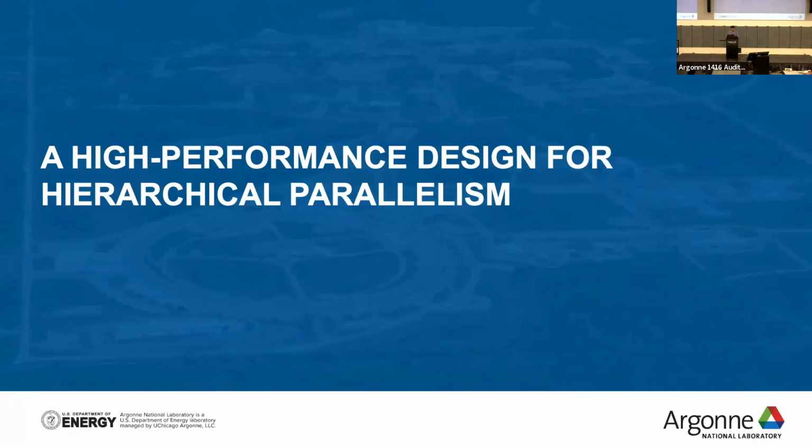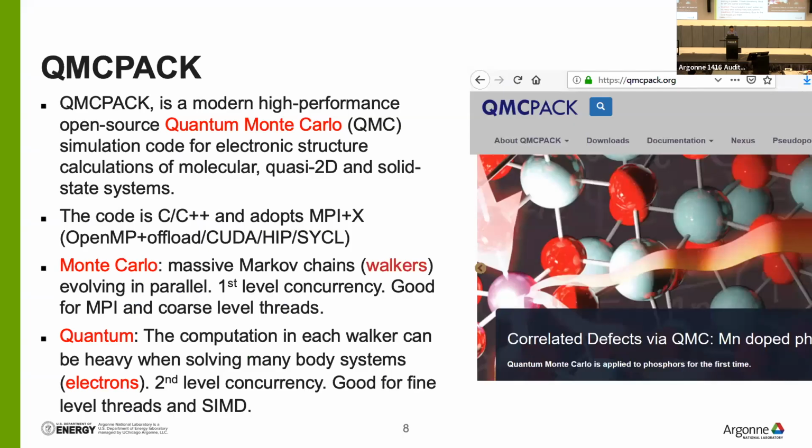Okay. So now I will talk about how we redesign the overall parallelism in the code to achieve best performance, considering the evolution of hardware today. I mostly work on this code called QMCPACK. It is a high-performance open source code. We do development on GitHub, and it's freely used. You can contribute and you can use the code.